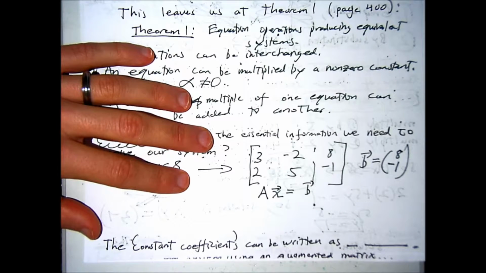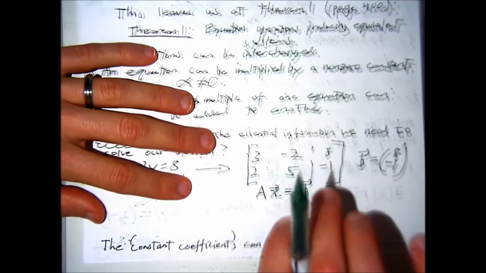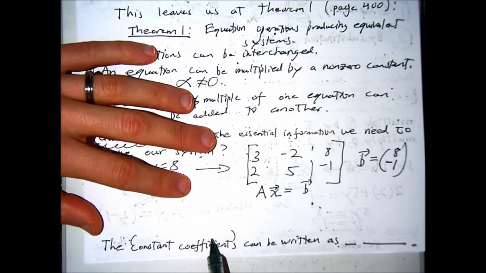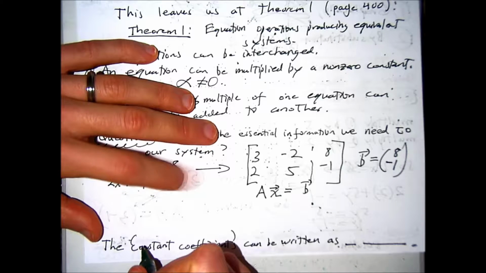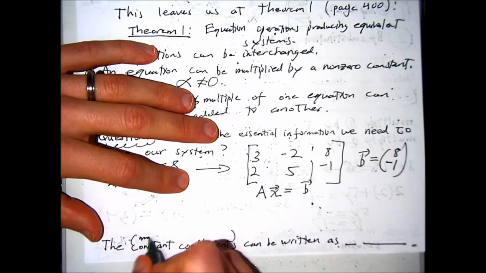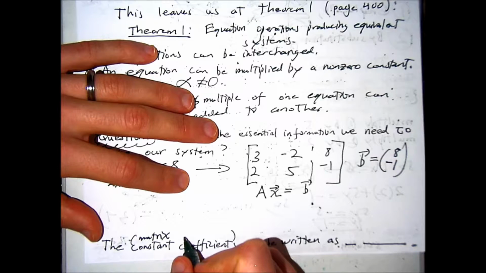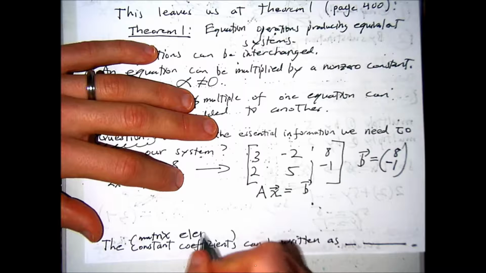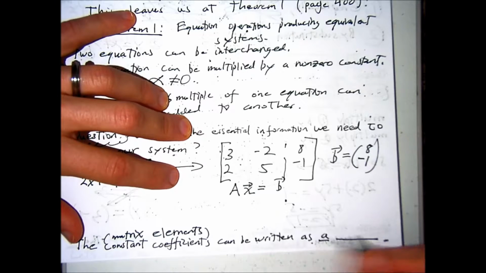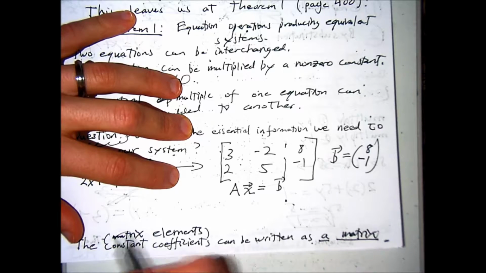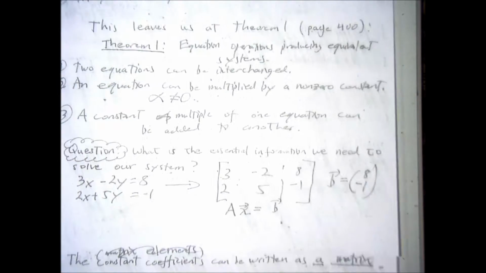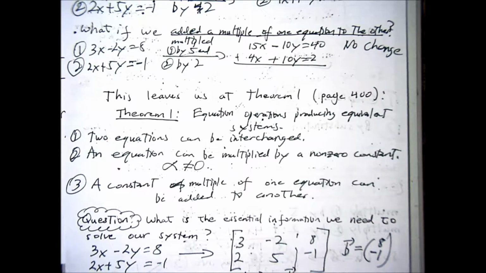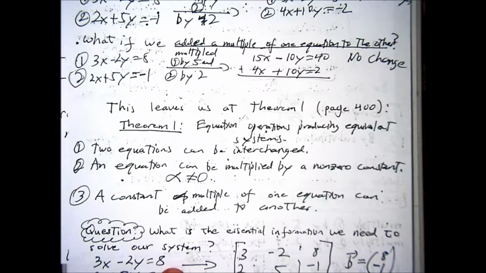So the constant coefficients, and I forgot what I was calling this. I wrote parentheses here for some reason. I guess I would call this the matrix elements can be written as a matrix. Well, that's kind of redundant. Forget that. Okay, so the constant coefficients can be written as a matrix. That's the point. And then we want to remember those three row operations that we use when we're solving a system by elimination.